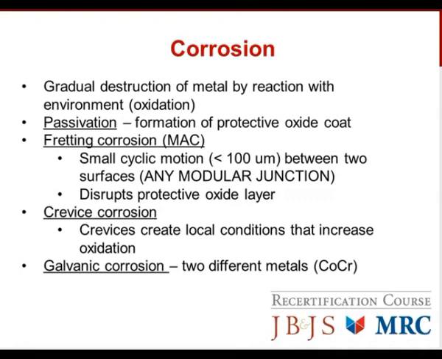Crevice corrosion occurs when a crevice is created. This creates local conditions that can dramatically increase the rate of oxidation. Galvanic corrosion is the one that we think about with batteries. This occurs when two different metals are involved.